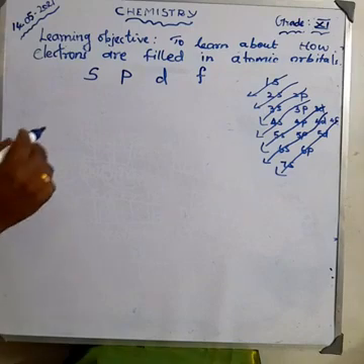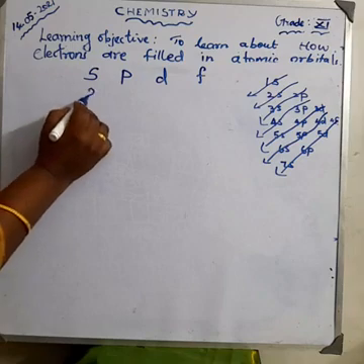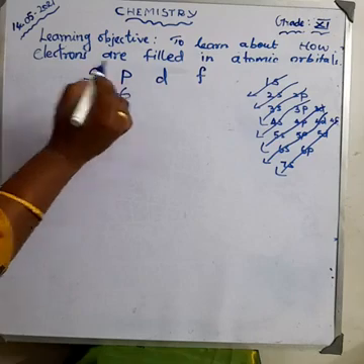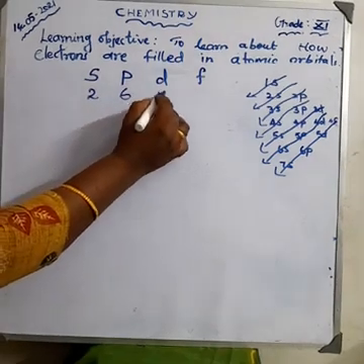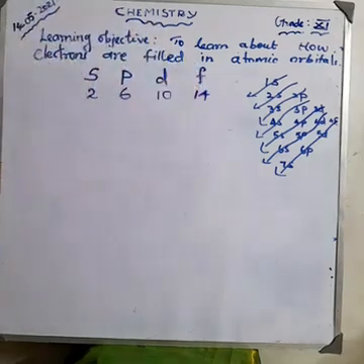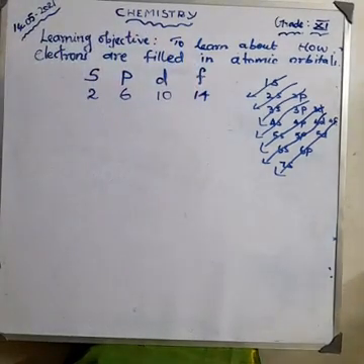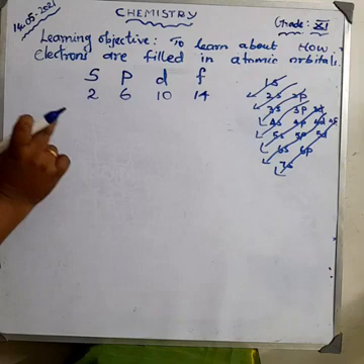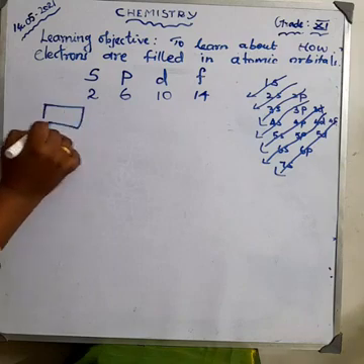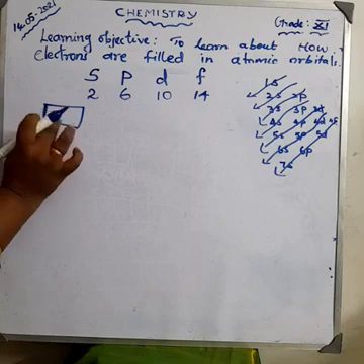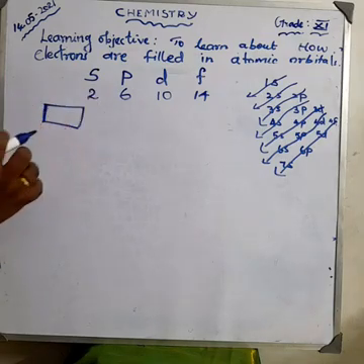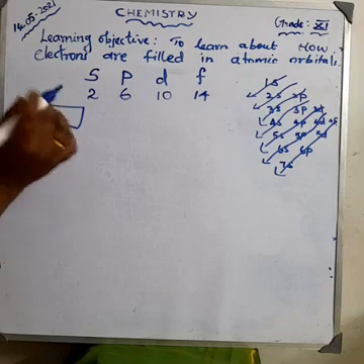In the S orbital we can fill 2 electrons, in the P orbital we can fill 6 electrons, in the D orbital we can fill 10 electrons, and in the F orbital we can fill a total of 14 electrons. There is only one S orbital, because only 2 electrons can occupy the S orbital.